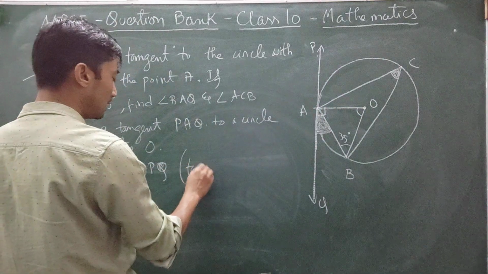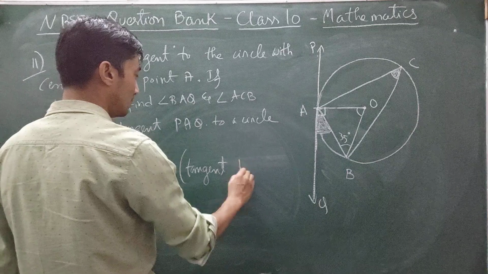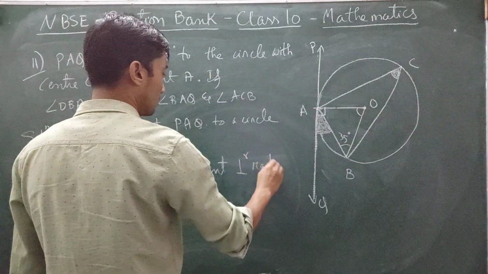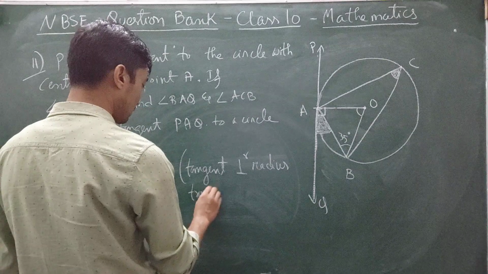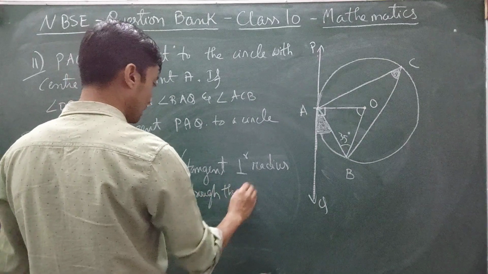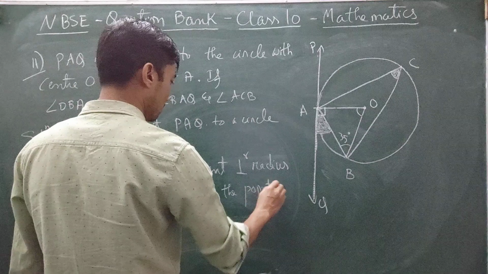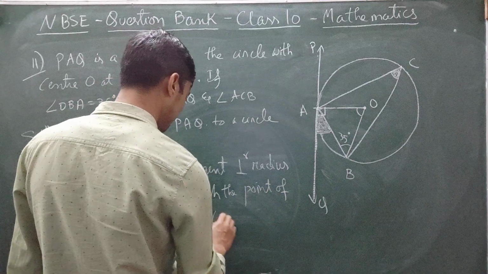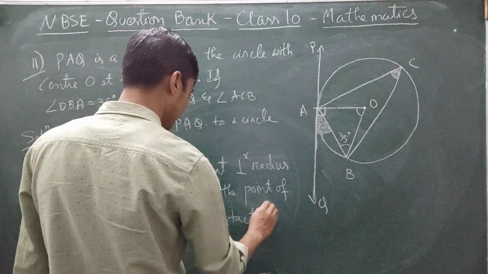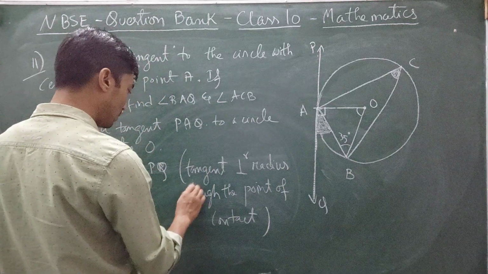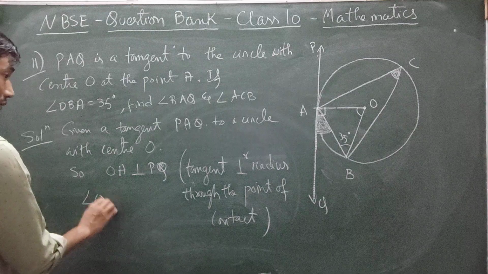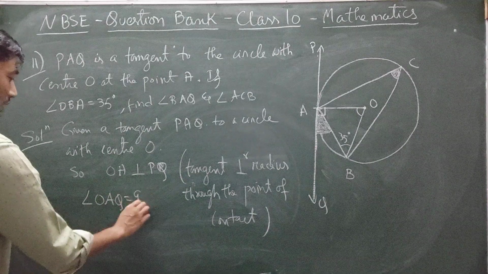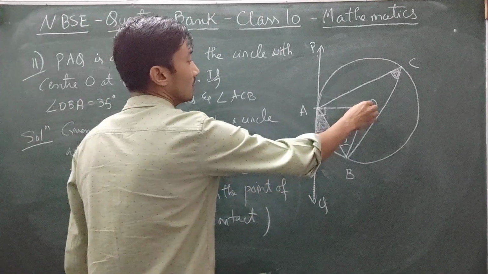In short I'm writing, tangent is perpendicular to the radius through the point of contact. So that means angle OAQ is 90 degrees.